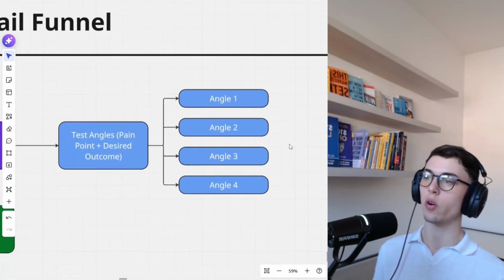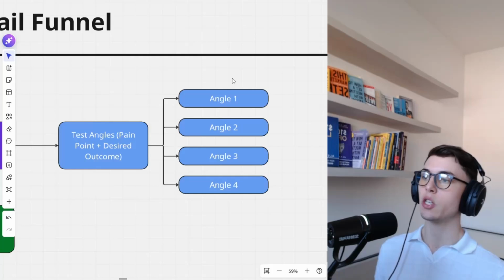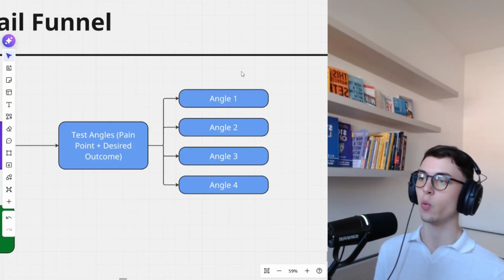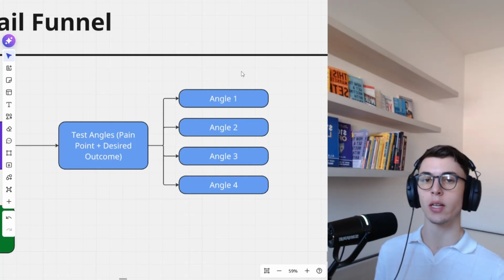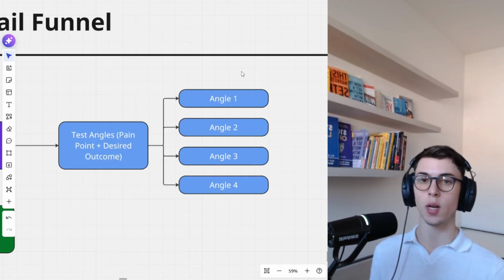Now, the way it works is we're going to start campaigns and then we're going to put them all in one campaign. Now, remember what I mentioned earlier about one variable per test? You want to make sure that when you're testing this, let's say you're testing the angle, the list is the same, the targeting is the same, the email length is the same, the script framework is the same.